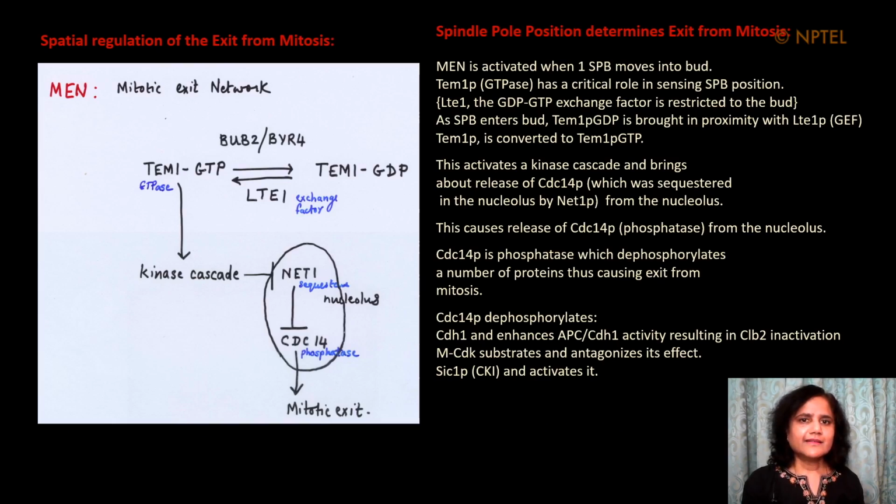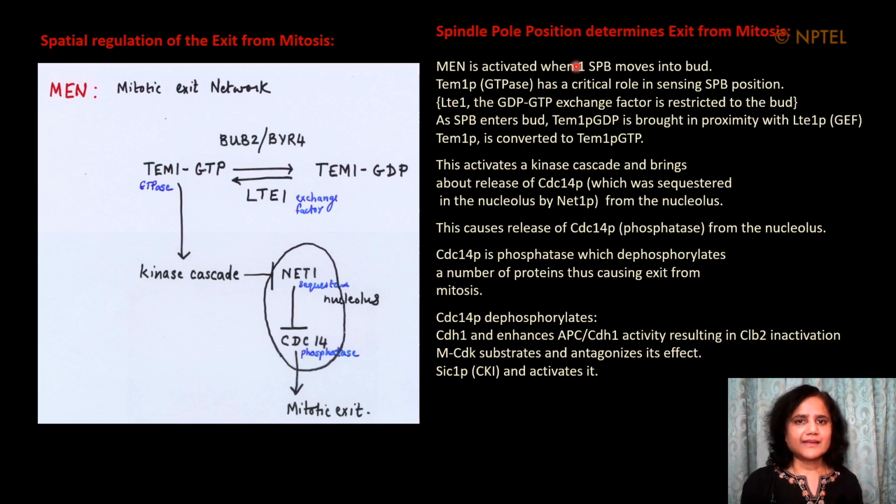There's an additional interesting regulatory checkpoint that operates at the end of M phase. This is the spindle position checkpoint. This checkpoint provides a fascinating example of spatial regulation of the exit from mitosis. It consists of the proteins of the mitotic exit network, or MEN. In this case, it's the position of the spindle pole in budding yeast that determines the exit from mitosis.